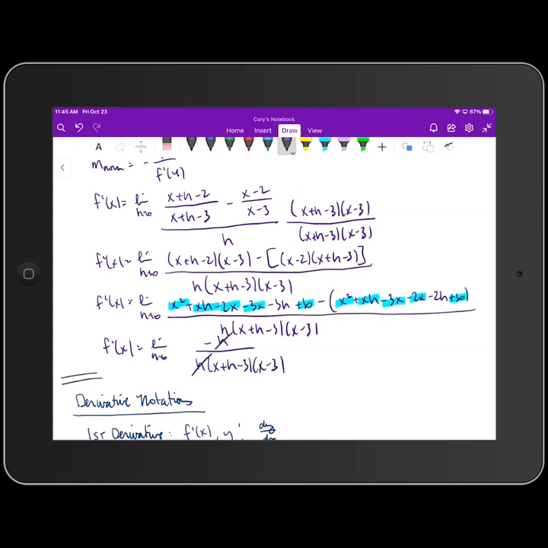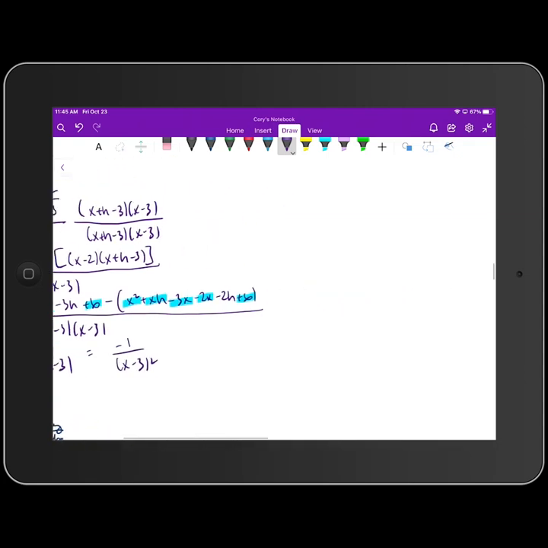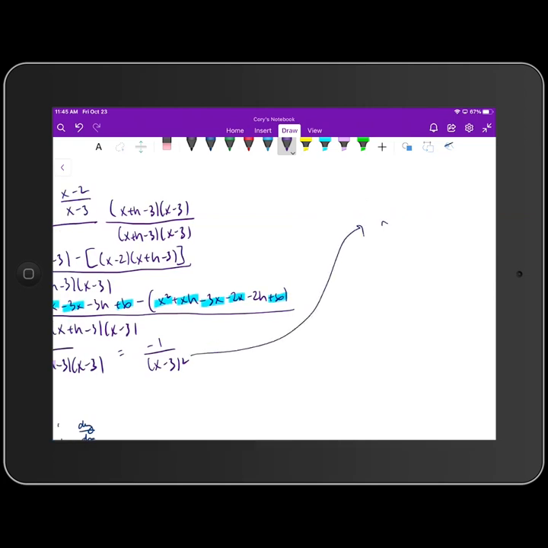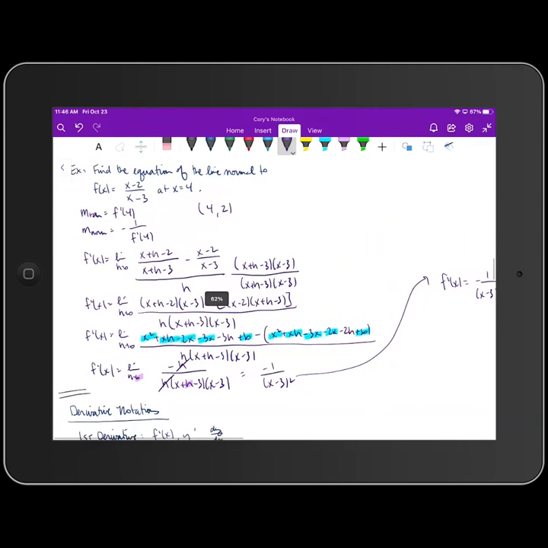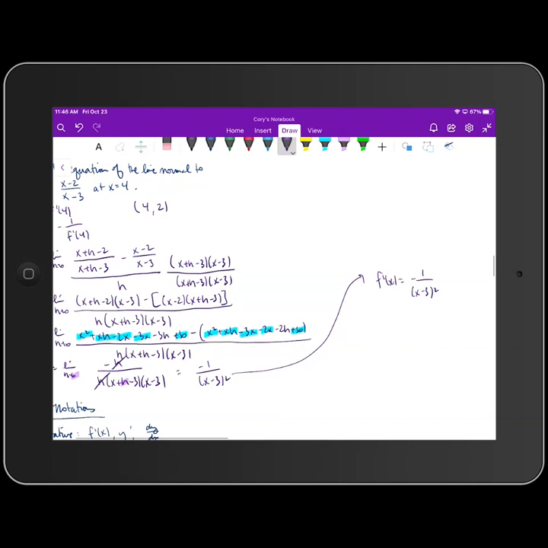And then once we eliminate that factor of h, now we can use direct substitution. So when I plug 0 in the place of h, this is going to wind up becoming negative 1 over x minus 3 squared. Okay, so that's what f prime is equal to. F prime of x is negative 1 over x minus 3 squared. Now, we want to evaluate that derivative at 4. Okay, so f prime of 4 is going to be negative 1 over 4 minus 3 squared, which is negative 1 divided by 1, which is negative 1. So that's the slope of our tangent line.